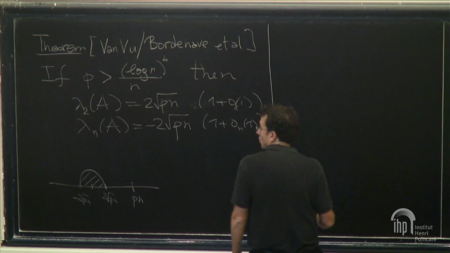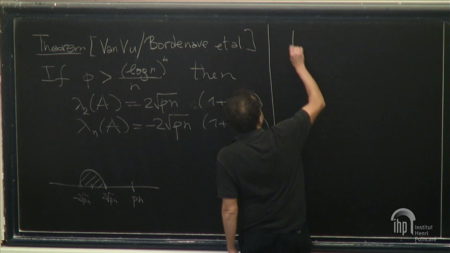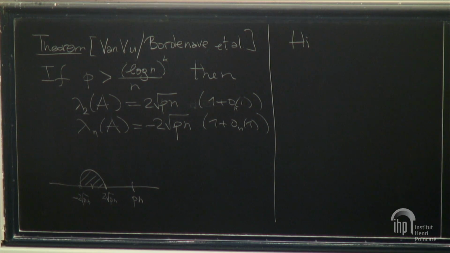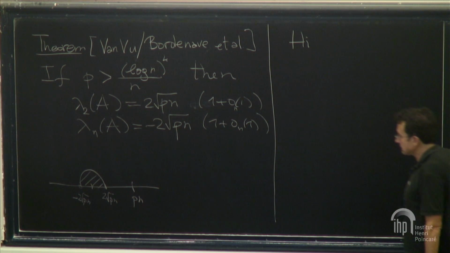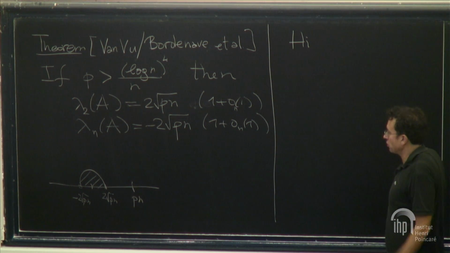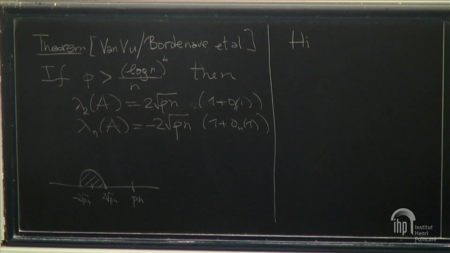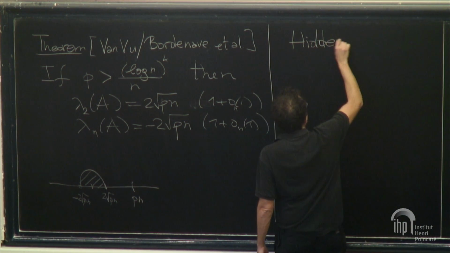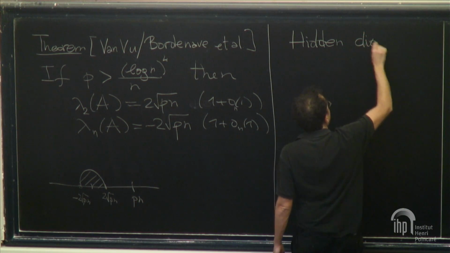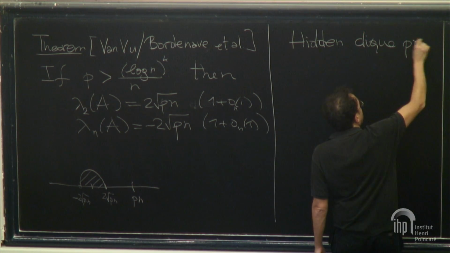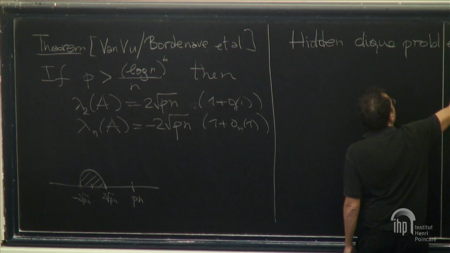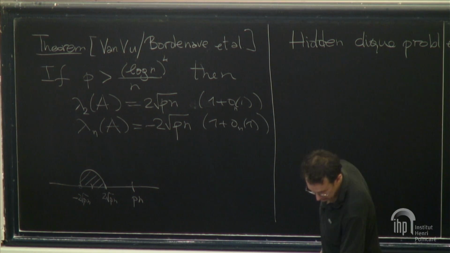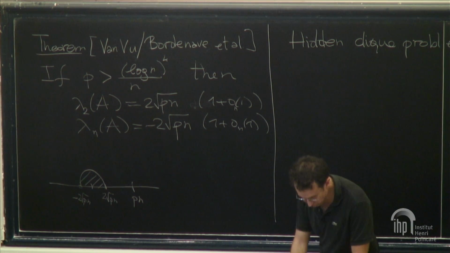Okay, so this is a nice result, but it's not really anything particularly, it's a nice mathematical fact, but it has implications for many statistical estimation problems, and I'll describe one that is the hidden clique problem. So this is an interesting problem. So let me define it for you.